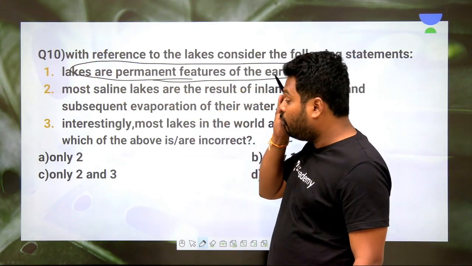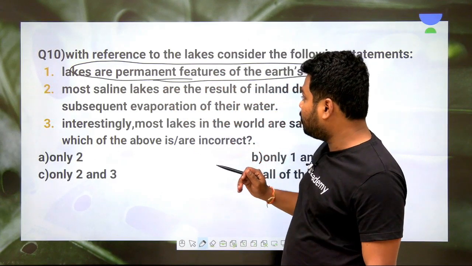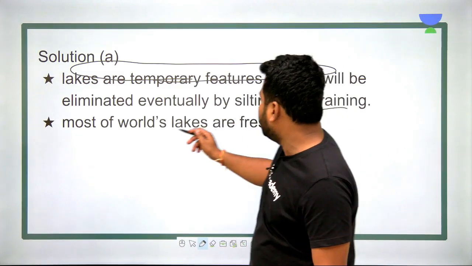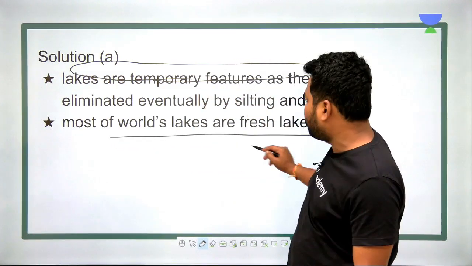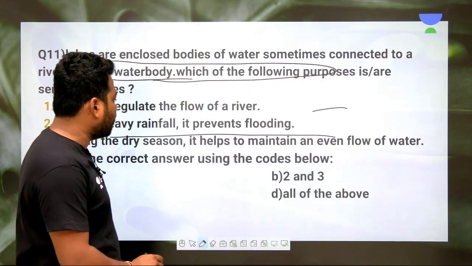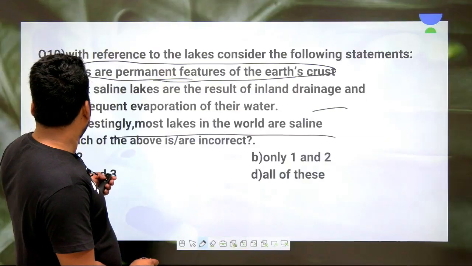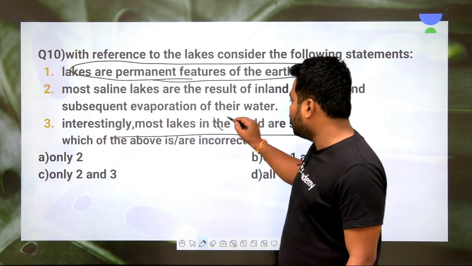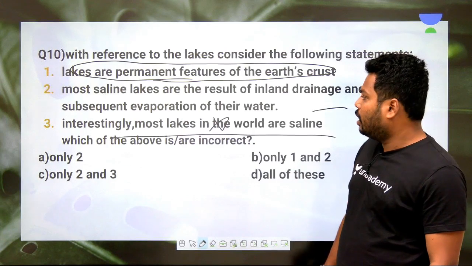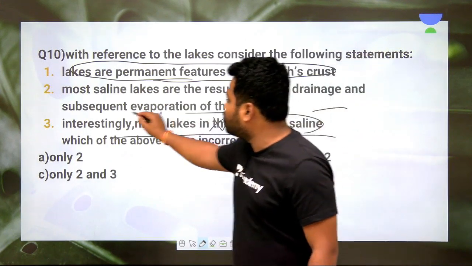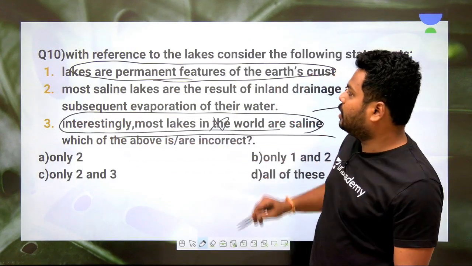Clear? So if you see which of the following statements are incorrect, eliminated eventually by silting and draining process, most of the world's lakes are fresh lakes. So this is also false. Clear? Most of the fresh lakes are saline. Sorry, yes, most of the fresh lakes are saline. This is also not true, right? Most of the water lakes present around the world are fresh lakes. This is also false. Done.